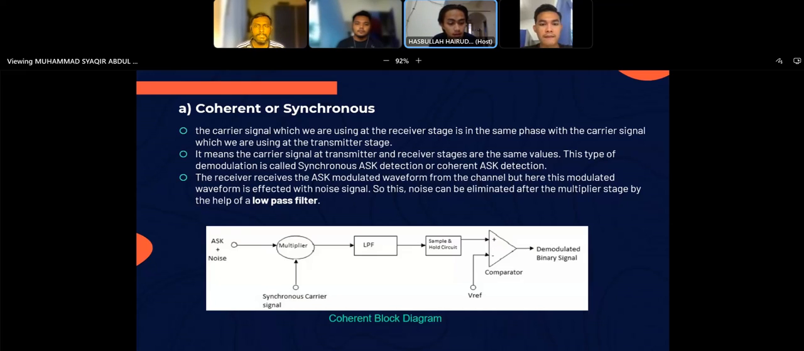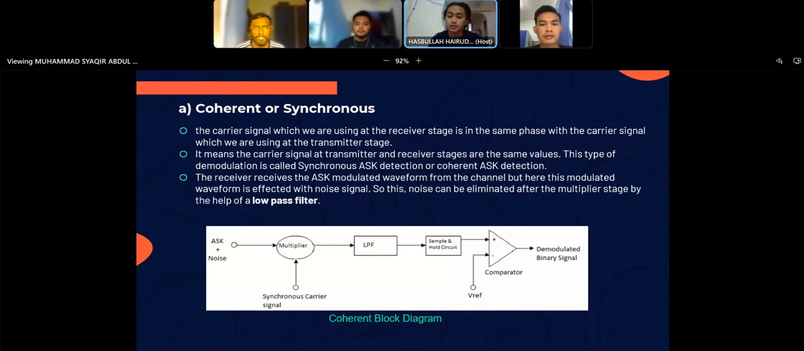As we can see, the receiver will receive the ASK modulated waveform from the channel, but the waveform is affected with the noise signal that has high frequency. So during the multiplier stage, the noise signal will be eliminated or minimized with the help of the low pass filter. Next, the signal will go through the comparator and voltage limiter. As we know, a comparator has two analog input terminals and one binary digital output. So the comparator and voltage limiter's objective is to help get a smooth or clean digital output.